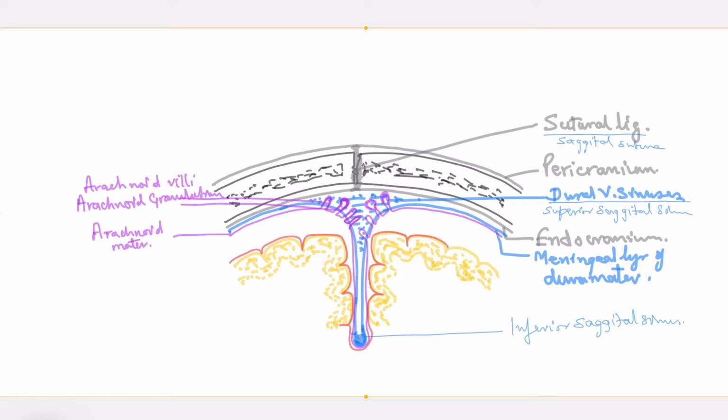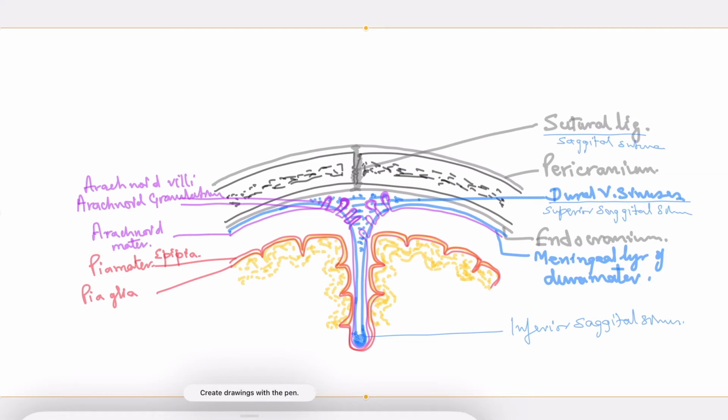Now this is the thinnest layer of the meninges, and this red one I have drawn is called pia mater. Although this pia also has two layers, one which is closely applied to the cerebral cortex, that is called pia glia. The upper layer is called epipia. Epipia actually helps to anchor those blood vessels which are running in the subarachnoid space.